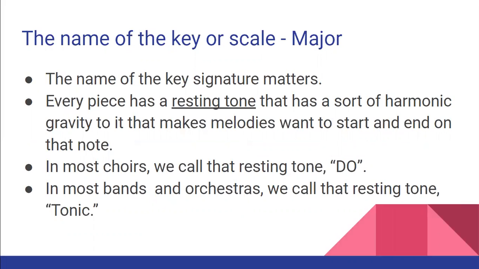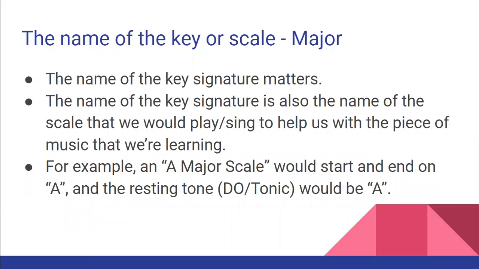Remember, the name of the key signature matters. Every piece has a resting tone that has a sort of harmonic gravity that makes melodies want to start and end on that note. And that note will be the name of the key. In most choirs, we call that resting tone do, especially when it's a major key. In most bands and orchestras, we call that resting tone tonic. The name of the key signature is also the name of the scale that we would play to get ready for that piece. For example, A major would start and end on A, and the resting tone would also be A.